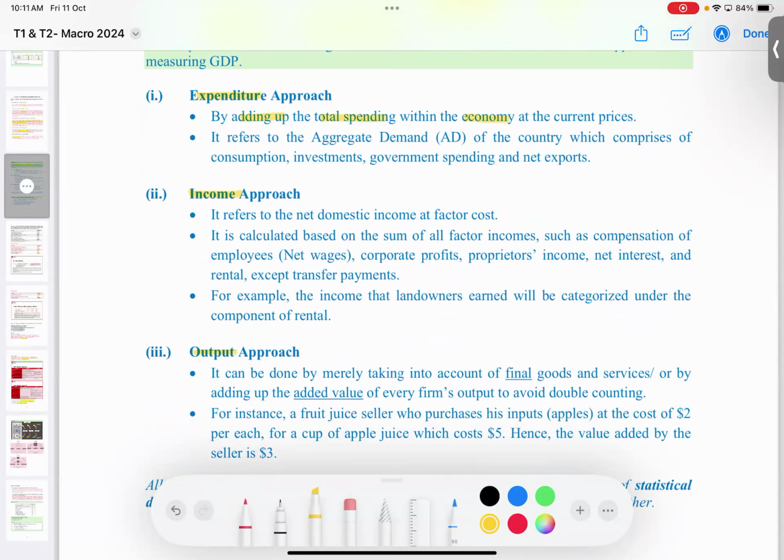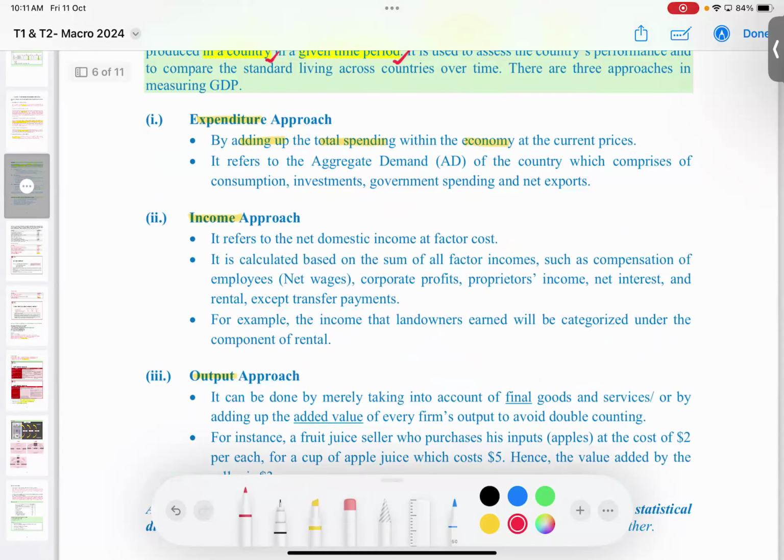Okay, I want you to remember one thing. You write this down. Expenditure approach, I want you to remember it as we add up all the total spending in the economy. It means we add up all the aggregate demand in the economy. AD means aggregate demand. Aggregate demand consists of four components, which are consumption, investment, government spending, and net exports. So remember first thing, expenditure approach is the combination of consumption, investment, government spending, and net exports. You add it up, you get the answer already.